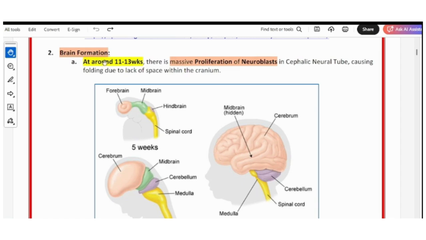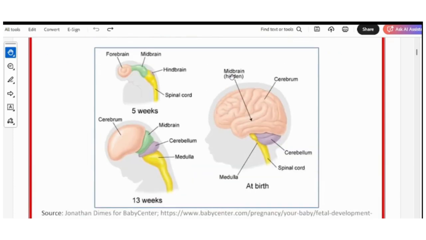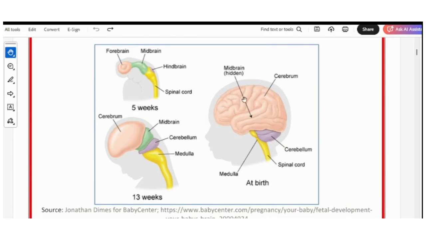Now, brain formation. At around 11 to 13 weeks, there is massive proliferation of neuroblasts in the cephalic neural tube, causing folding due to lack of space within the cranium. As you can see here, this is the midbrain, this is the cerebrum, this is the cerebellum, this is the spinal cord, medulla. This is the 13th week. From here, it slowly develops, gets congested, folds and takes a nice shape.